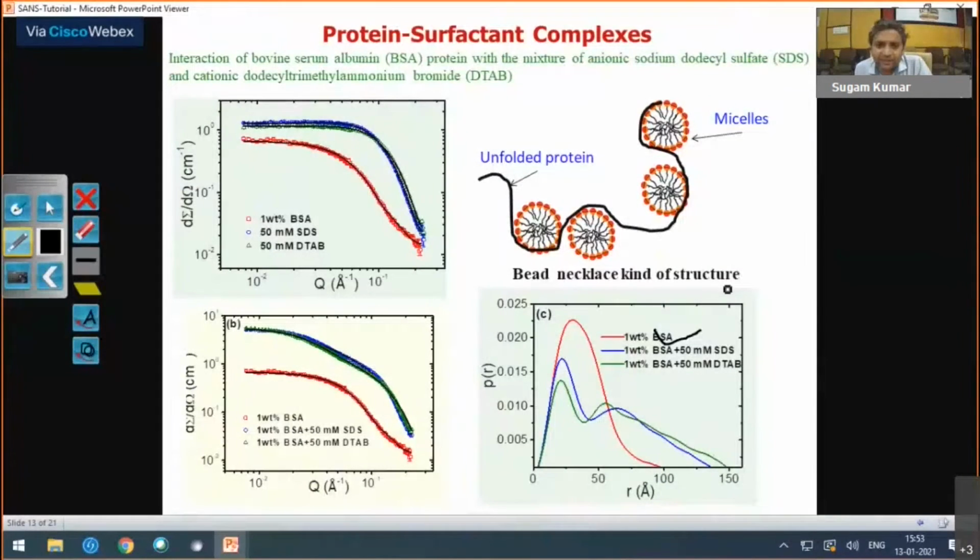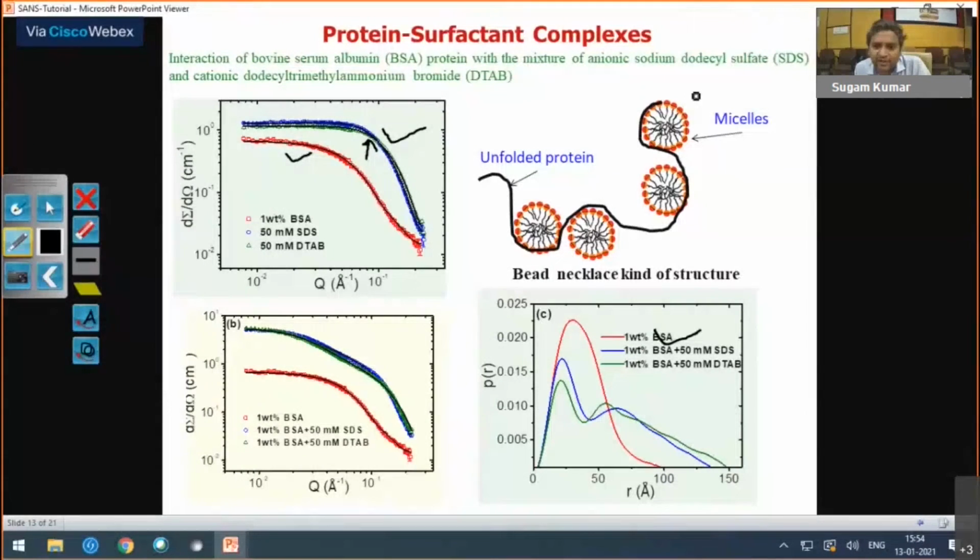Now, this is a little bit complex, which is a protein surfactant complex. So there are two systems already present. One is protein, the other is surfactant. I have shown you how to do the data analysis of the surfactant. You can see a slight correlation peak here also, because these are charged micelles in presence of some salt. So there is a little bit of screening, but still they are interacting. So the system is not dilute, and the structure factor cannot be taken as one. This is protein 1 weight percent, which is a dilute system, and these are natural molecules, so mostly monodisperse.